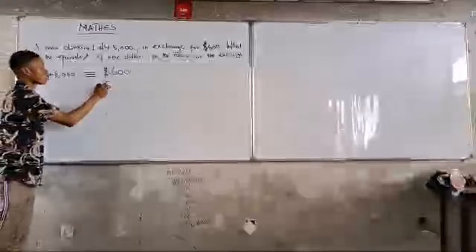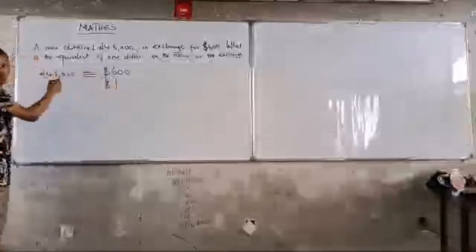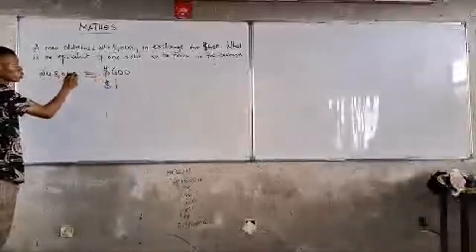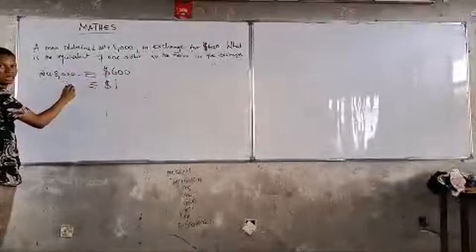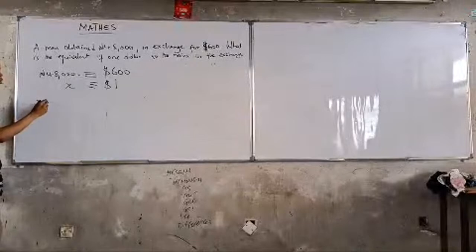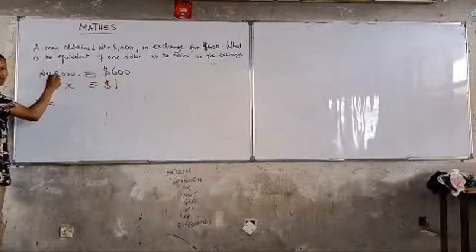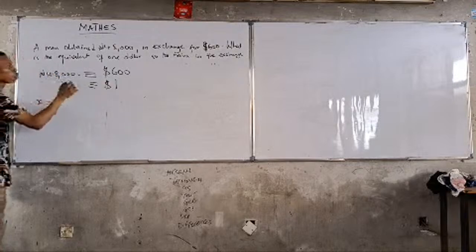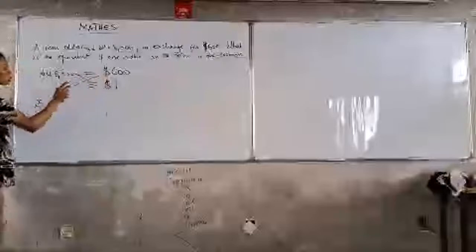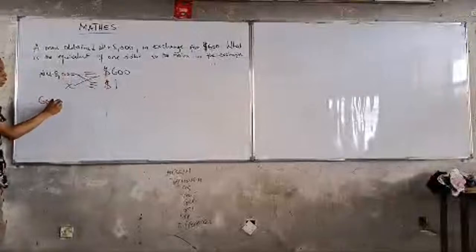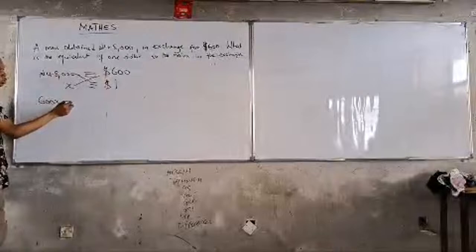So $1 will be equivalent to what? You just cross multiply, right? Or you just say 1 over this times this, or you cross multiply. This will be equivalent to x, is it not? So to find x, you cross multiply, and x now will be equal to what? 1 over 600 times this, right? Is it not? Are we following? Or if you cross multiply, x times what? 600, right? That will give us what? 600. Is that the right thing?